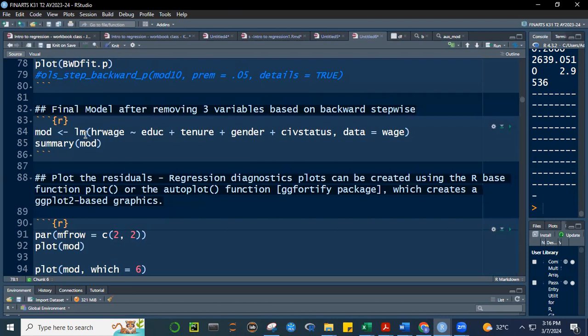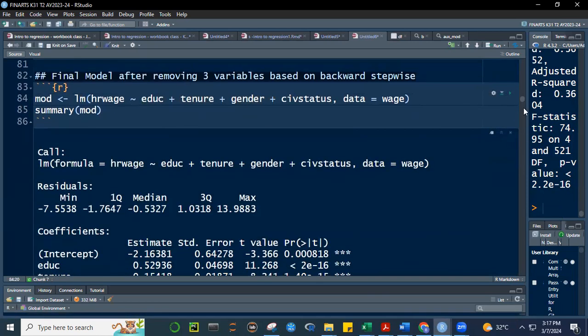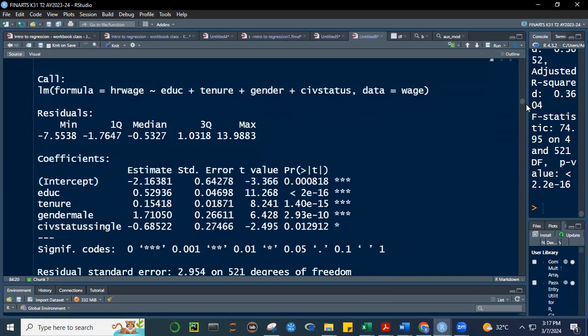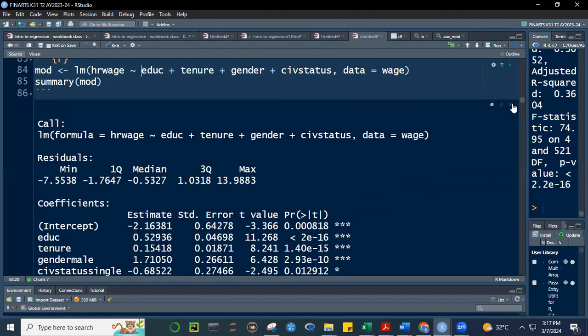Our model is a linear model, hourly wage regressed on the 4 remaining variables. This was our final model last time. Okay, I hope you remember. If I run this, we now have the new model. It overwrote the mod from a while ago. We now have your 4 predictors, and they're all statistically significant: education, tenure, gender, and civil status. Okay, so this was where we ended last time.